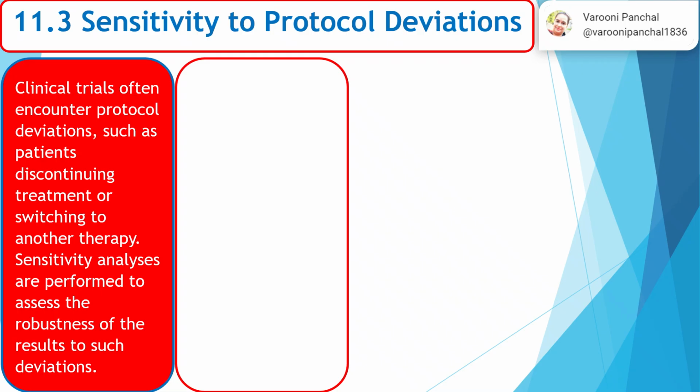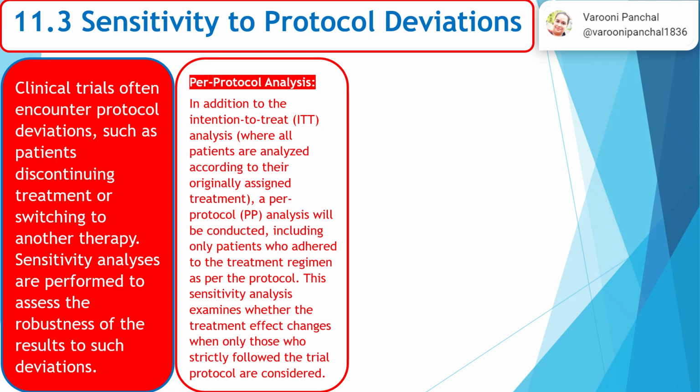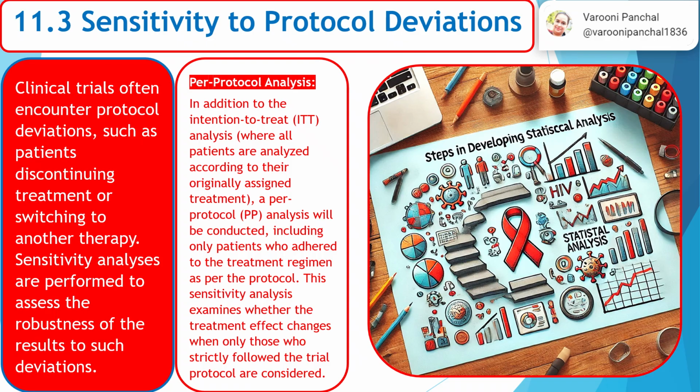In addition to the intention to treat, ITT analysis, where all patients are analyzed according to their originally assigned treatment, a per protocol, PP analysis will be conducted, including only patients who adhered to the treatment regimen as per the protocol. This sensitivity analysis examines whether the treatment effect changes when only those who strictly followed the trial protocol are considered.